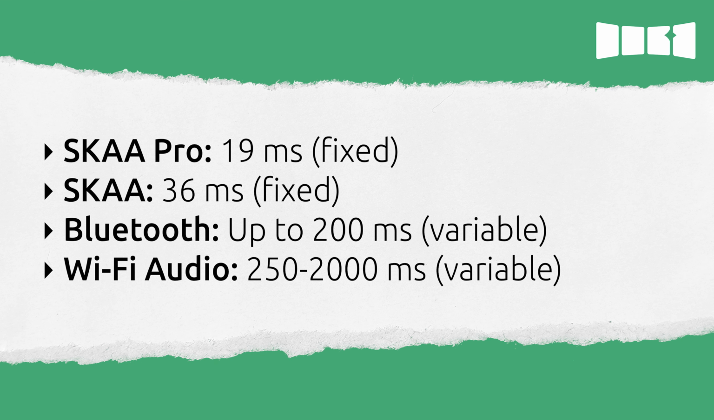So what I'll do next is I'll give you 4 examples of different latencies. I'll delay my audio coming into my microphone by 19 milliseconds, 36 milliseconds, 200 milliseconds, and 1000 milliseconds, representing SKAA Pro, SKAA, Bluetooth, and Wi-Fi. Although Bluetooth and Wi-Fi actually have variable latency, and that's obviously a little iffy for pro audio applications if you can't rely on the latency to be fixed.